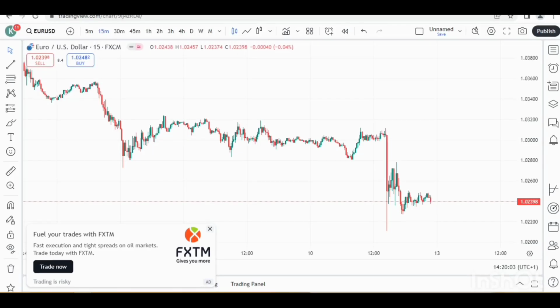Today I'll be showing you a simple strategy you can use to improve your trading and also grow your small account. So before I go into details on explaining how you can use this strategy, first of all let's set up our chart. As you can see, I'm on TradingView, so let's go to settings.